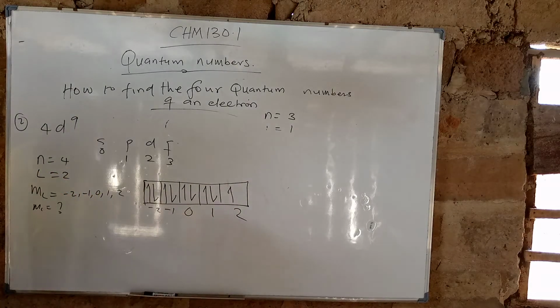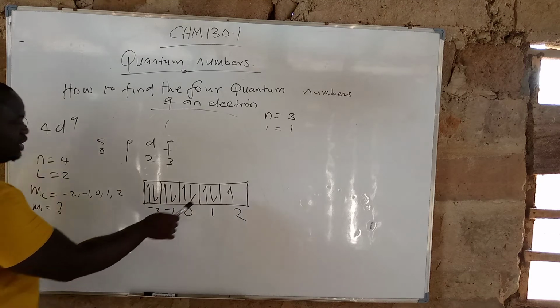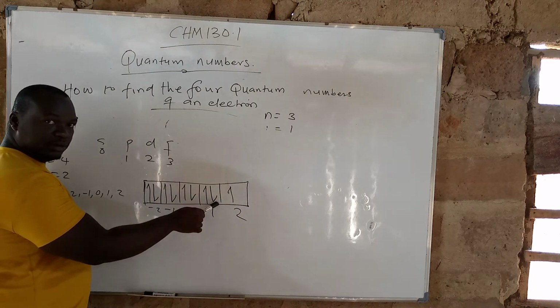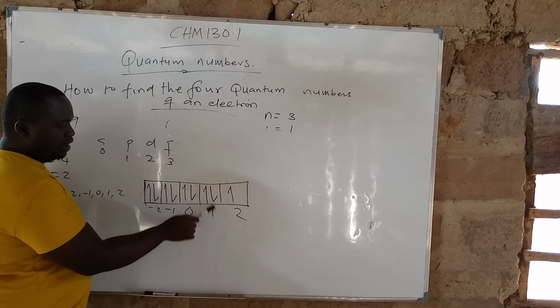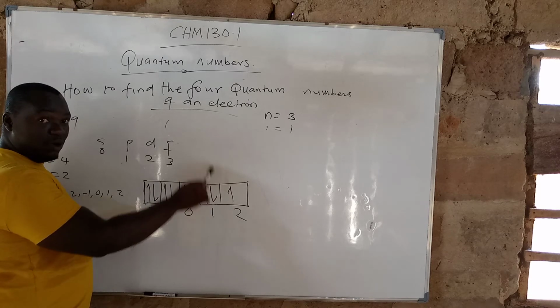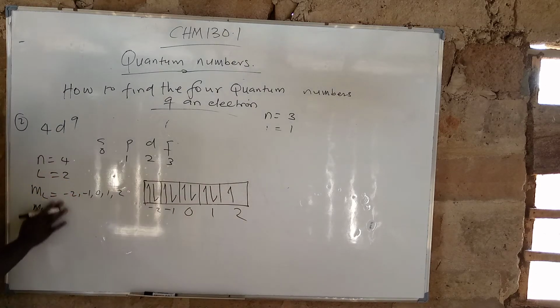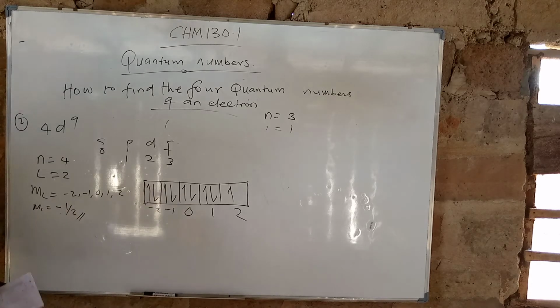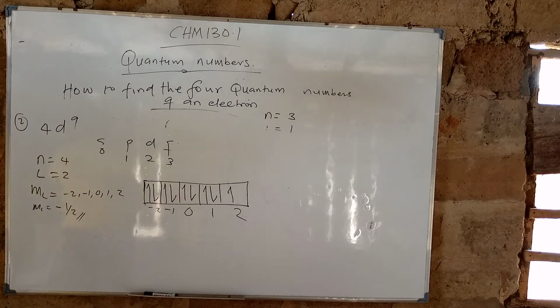Now, the next thing is the MS. Look at the last electron in this shell. And you can see that it is what? Downward. That means the value of your MS is what? -1/2. And that's the answer. It's so easy, guys. I'm taking my time to explain this video so that there will not be much confusion. I hope you guys are following me.